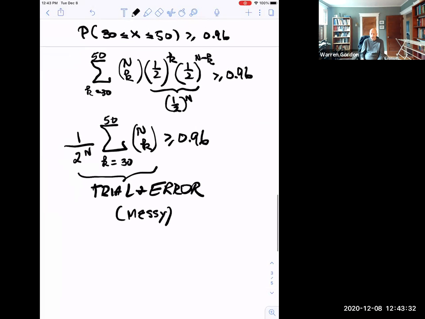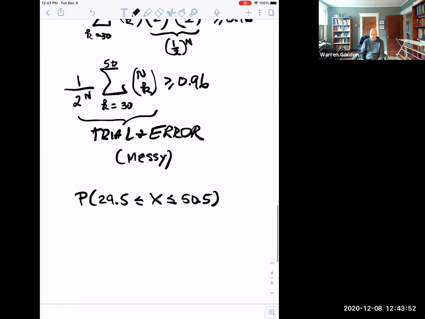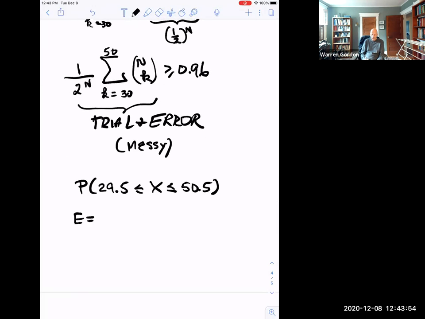Now, what else you could do is you could use the central limit theorem. That is, you could write this as 29.5 less than or equal to x less than or equal to 50.5. You'll see this is also going to be a little trial and error, but it's easier. And you'll see what I mean by that as well. We know E is n times P, which is 1/2 n, right? And V is equal to n times P times Q, which is 1/4 n. So that means sigma squared is equal to n over 4.